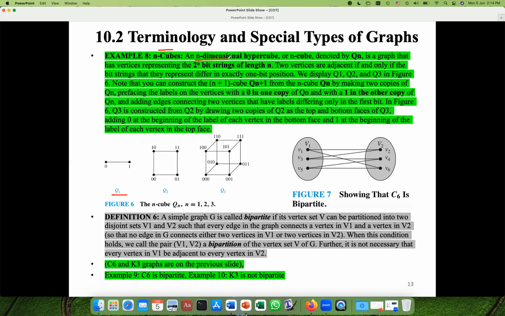And one other thing is that you can draw the next graph from the previous one. You can draw this Q3 from Q2. In general, I can say that you can draw Qn plus 1 from Qn. How? By making two copies of Qn. For example, you get this one by making two copies of this graph.